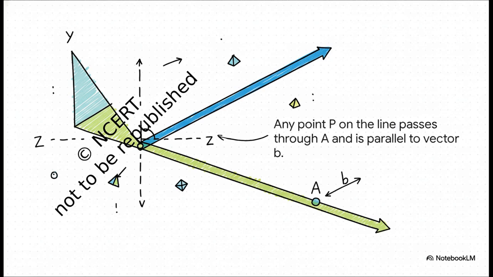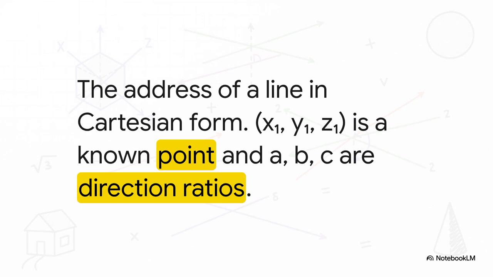That's vector B. To get to any other random point P on the line, we just travel along the direction of B for a certain amount, and that amount is lambda. So A plus lambda B gets us to any point P we want. Simple. Now there's another way to write the address, which is the Cartesian equation. It might look different, but it's telling you the exact same story.